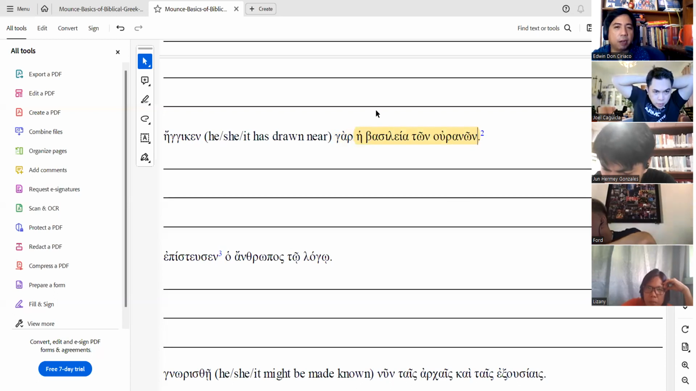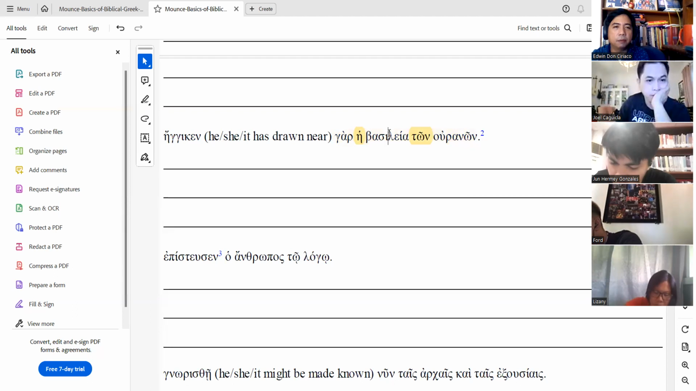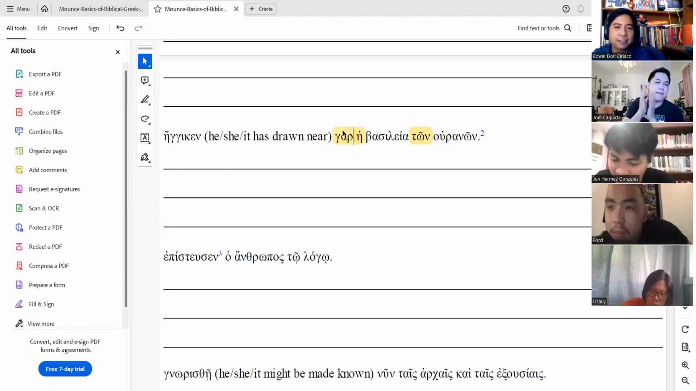There is a definite article here. It has drawn near, for the kingdom of heaven. Drop the "it," because there is a clear subject. For the kingdom of heaven has drawn near. But you forgot the for. Include it: for the kingdom of heaven has drawn near.